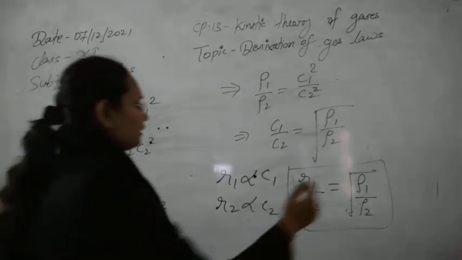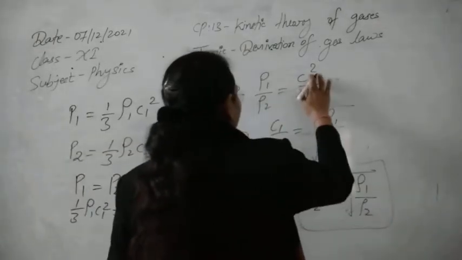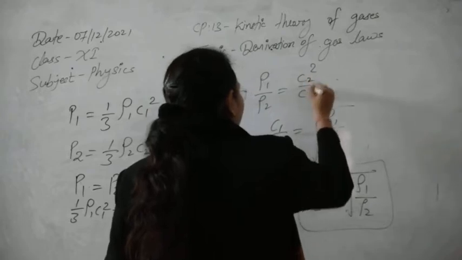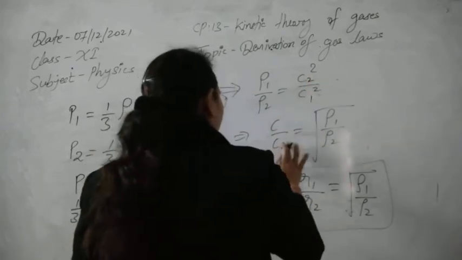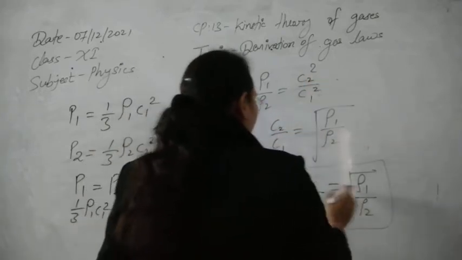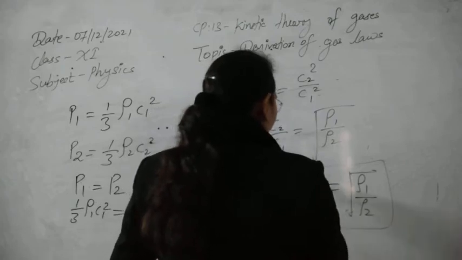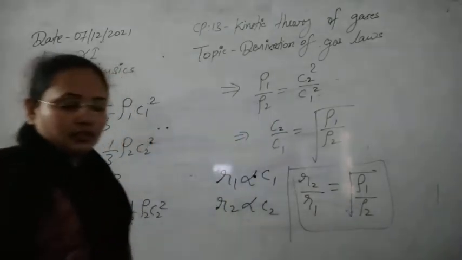I think something is wrong here. This should be C2 by C1 from here, and this would also be C2 upon C1, and this would be r2 upon r1 from here. Now it is correct.